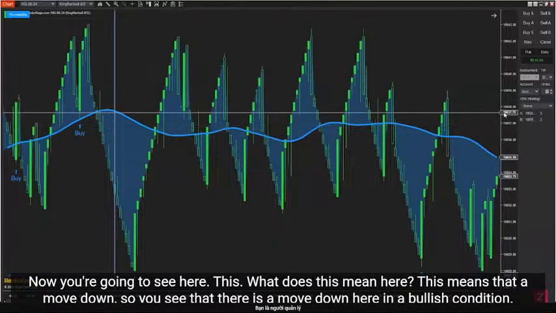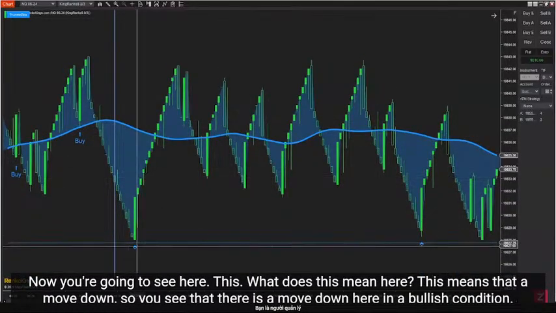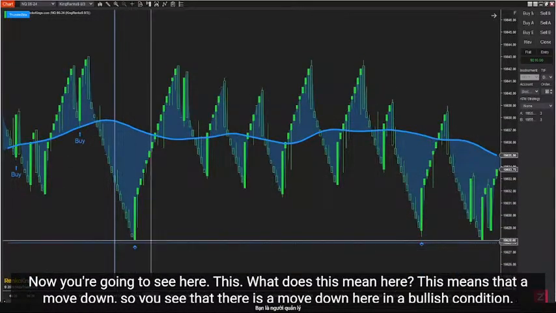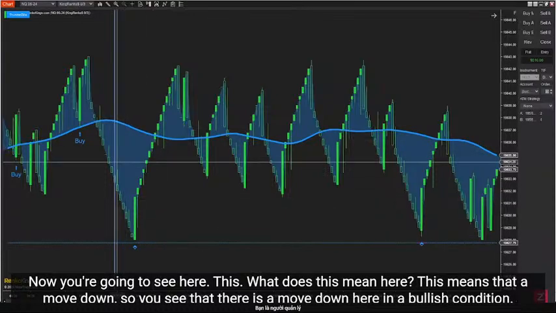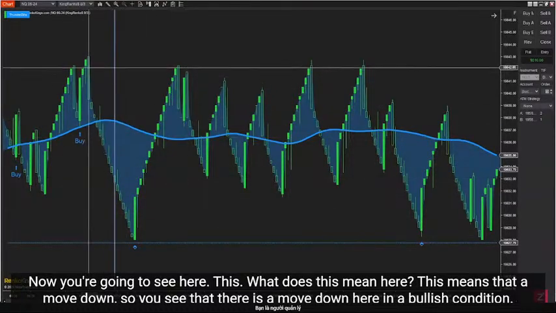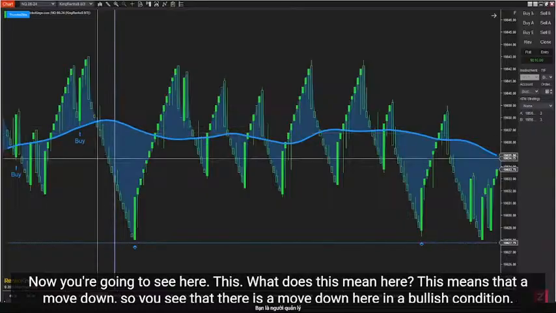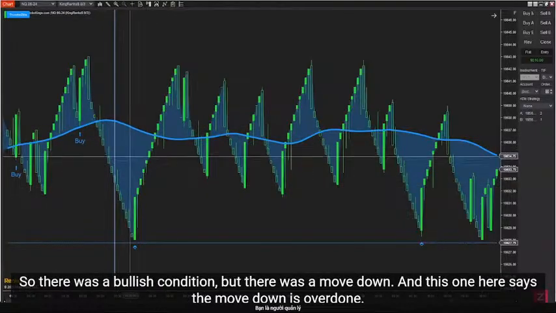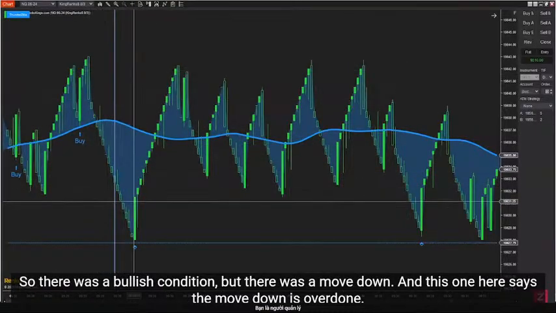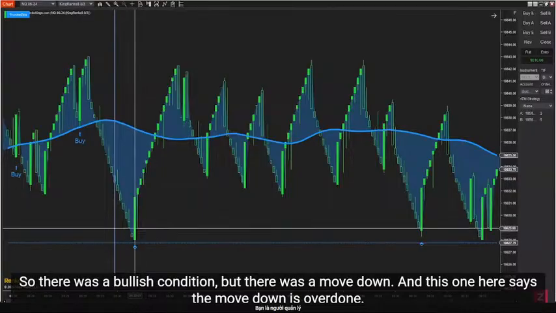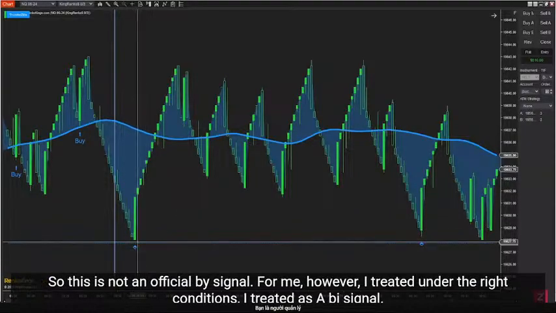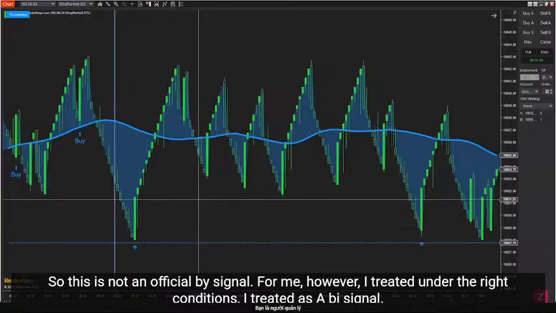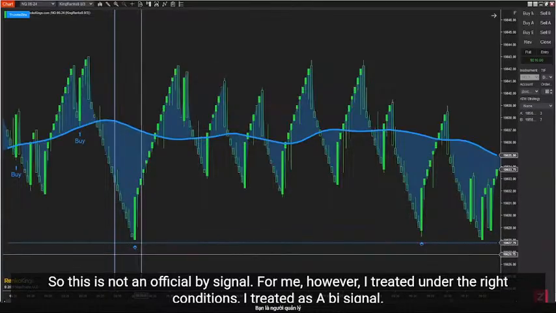Now you're going to see this. What does this mean here? This means that a move down, so you see that there is a move down here in a bullish condition. There is a bullish condition, but there is a move down, and this one here says the move down is overdone. So this is not an official buy signal. For me, however, under the right conditions, I treat it as a buy signal.